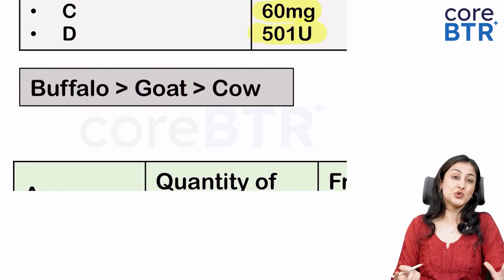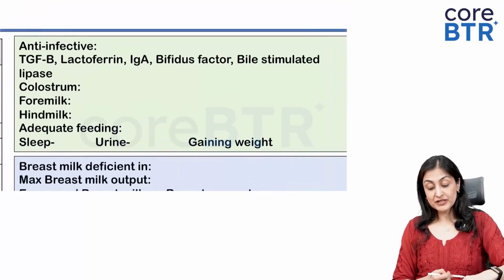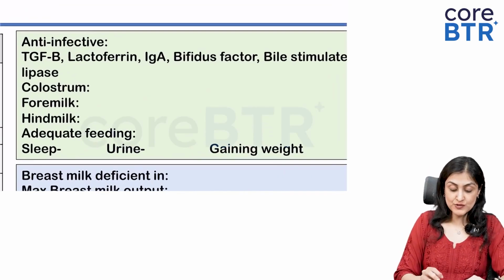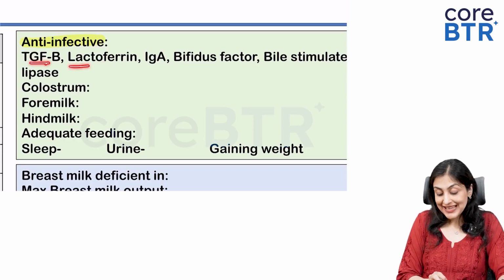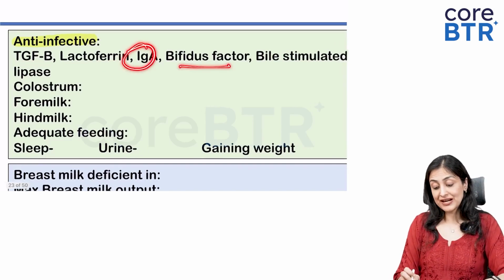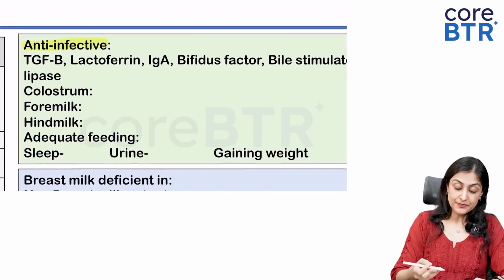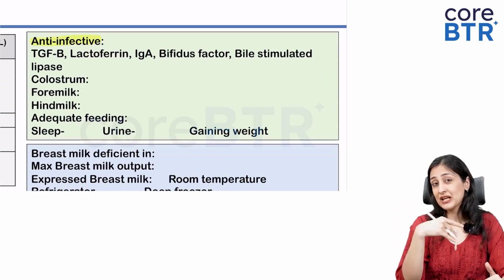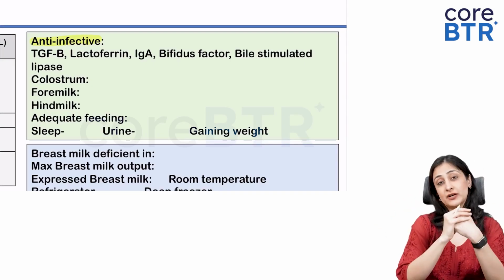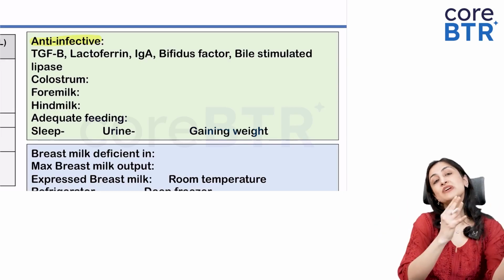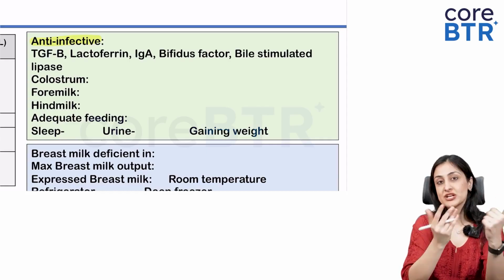Okay, so that has been asked in one of the UPSC exams, right? So just remember. Then let's talk about why breast milk is better in addition to the nutritious value. It has anti-infective properties like TGF-beta, lactoferrin, IgA, bifidus factor, bile stimulated lipase. So all of these prevent various diseases like asthma and necrotizing enterocolitis. Overall, the intellectual ability of children who've been breastfed is much better. So hands down, anything they ask, breastfeeding would be protective for that.